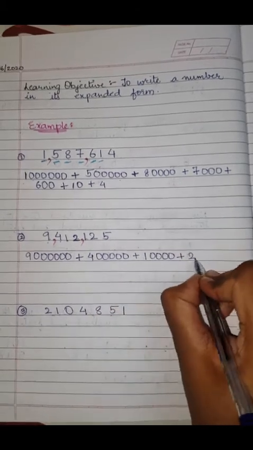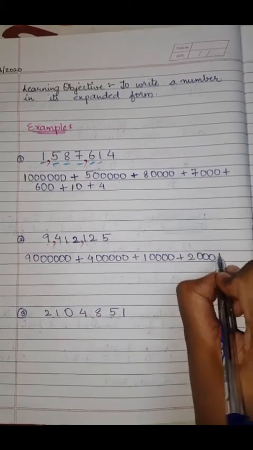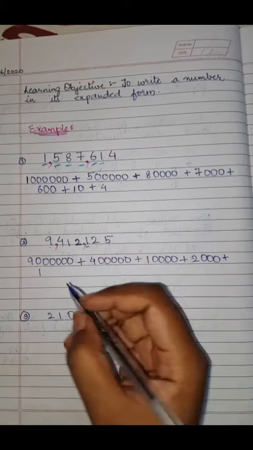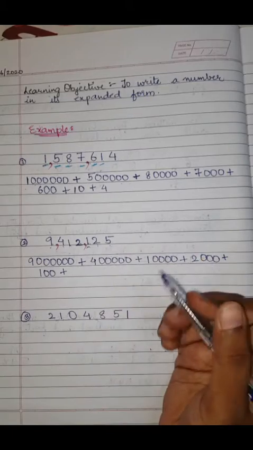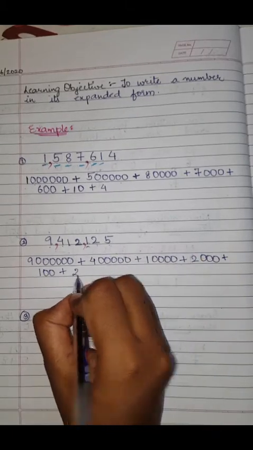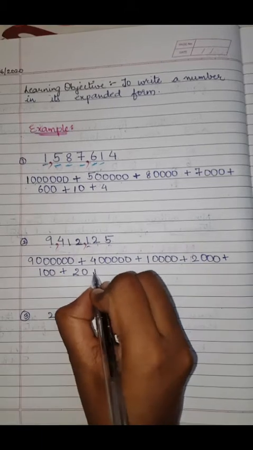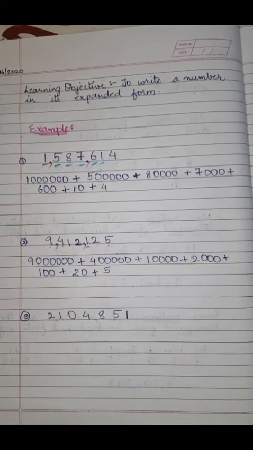Plus 2. How many zeros after 2? 3. Plus, the next one is 1. How many zeros after 1? 2, because you have 1 and 2 digits. Next is 2. There's only one digit after 2, so you'll have only 1 zero. Plus, the last digit is 5. So 5 remains as it is.